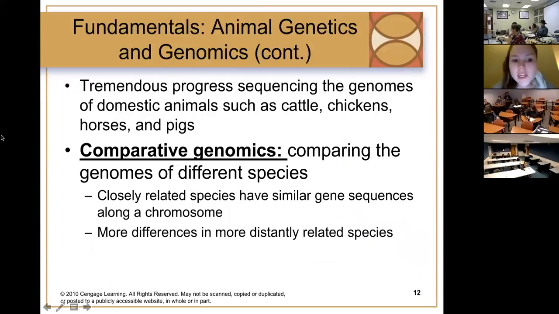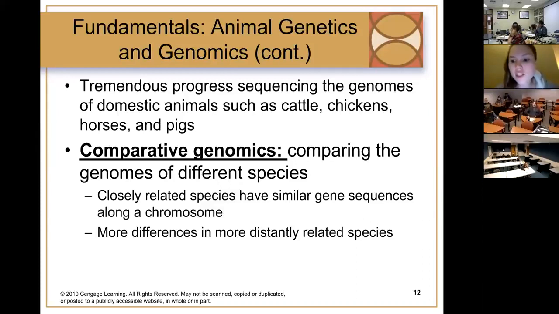There's been tremendous progress sequencing the genome of domestic animals such as cattle, chickens, horses, and pigs. Comparative genomics is basically just comparing the genomes of different species. That's a term that you'll probably see in animal science, so be familiar with it. It's bold and underlined, so that's a giveaway. It's pretty easy: comparative genomics is comparing the genomes of different species.